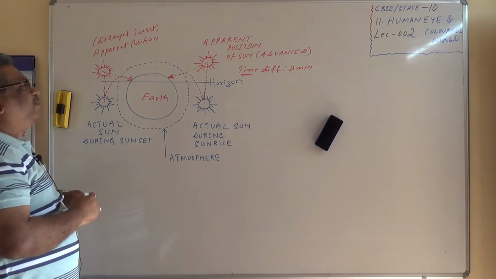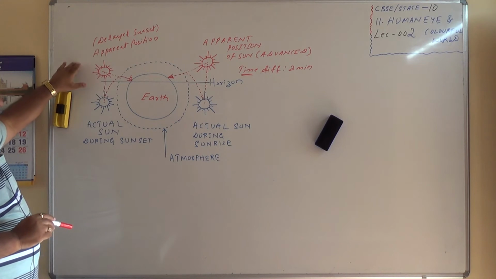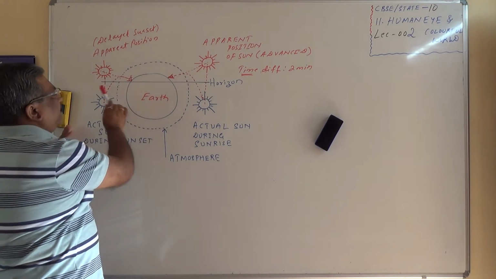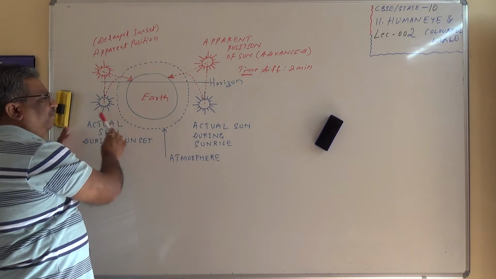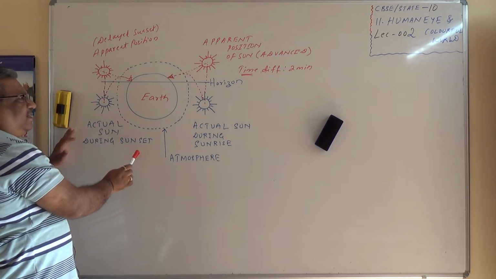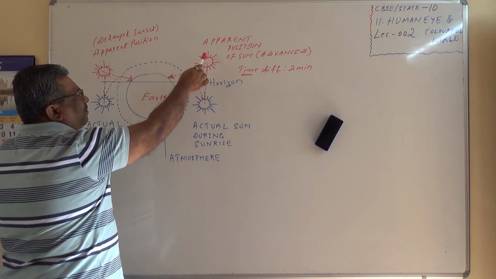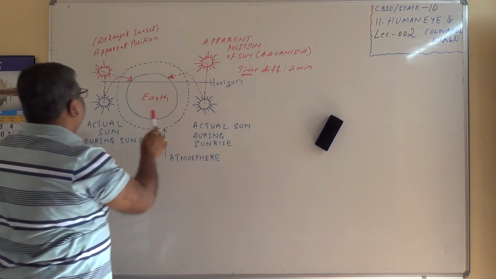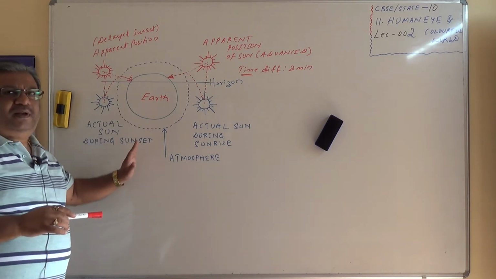So this is how you can explain the advanced sunrise and delayed sunset using the diagrams. How to draw the diagram? Draw Earth, atmosphere, one line that represents the horizon and this represents the atmosphere. Two suns you draw: one here, the actual sun during sunrise, and one the actual sun during sunset. Take a ray, bend it, project it backward and you can get the position of the sun, which is the apparent position. During sunrise it is advanced, during sunset it is delayed. So the diagram, I think, is very simple to draw.